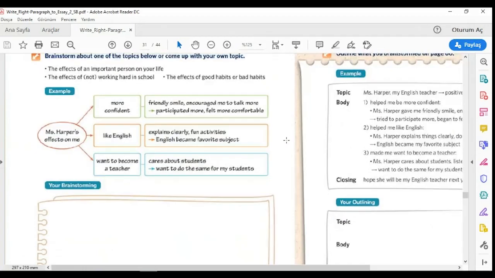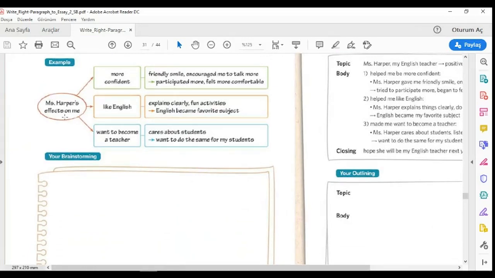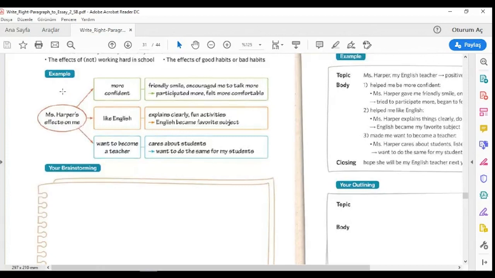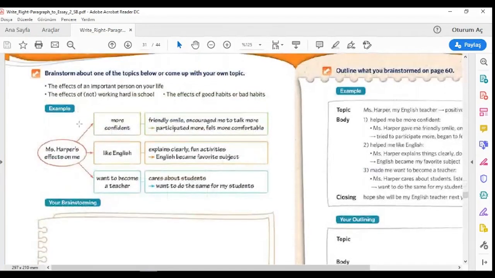Now, for your planning, this is an example. So, if you choose, let's say, a person, let's say the person is your mom, you will say your mom and effects on me, and you will write three categories, three things that she has had a positive effect on you. And then in these areas over here, you will explain how she had a positive effect. So let's look at the example. Miss Harper's effects on me. She made me more confident. She made me like English, and she made me want to become a teacher.